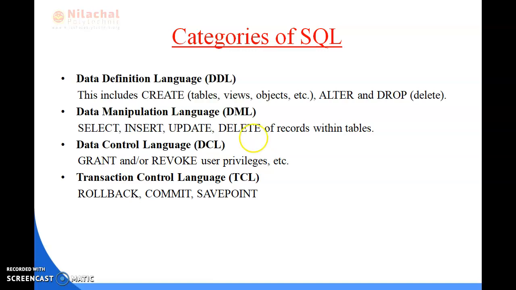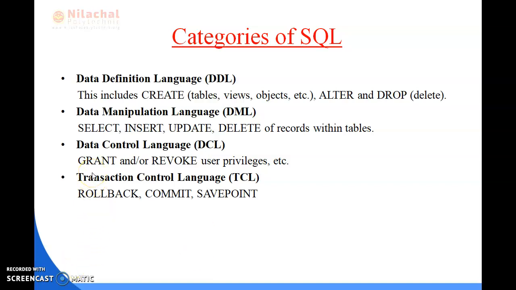Okay. Next is our data control language, DCL. Grant and revoke. These two commands are used by the DBA, the database administrator. The administrator will give the permission or take back the permission. That is known as grant and revoke. These are only used by the DBA, and he or she will give the permission about these commands, that is, what operations you can do in the database.